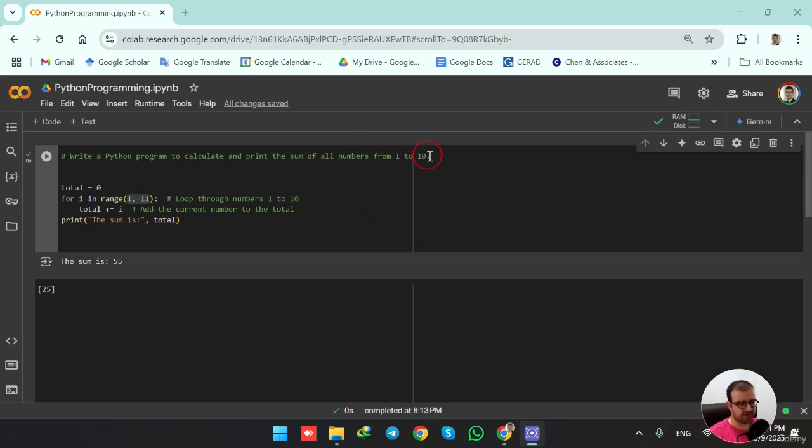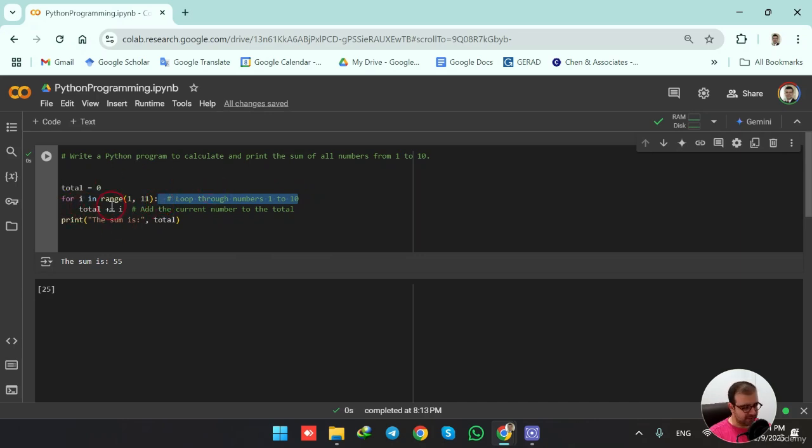In today's video, we would like to write a program that calculates and prints the sum of all numbers from 1 to 10. To do that, I'm initializing a variable called total to be 0. I'm having a for loop, iterating over variable i in the range 1 to 11. So it loops through numbers 1 to 10, okay?